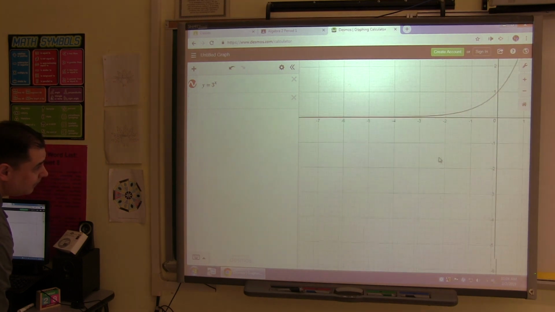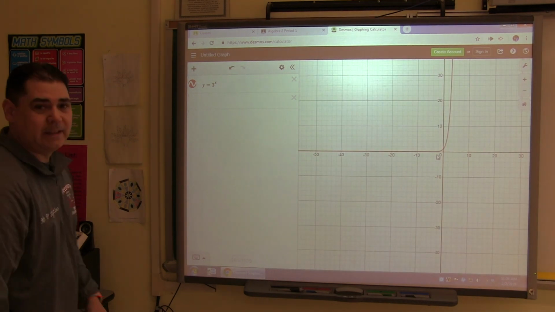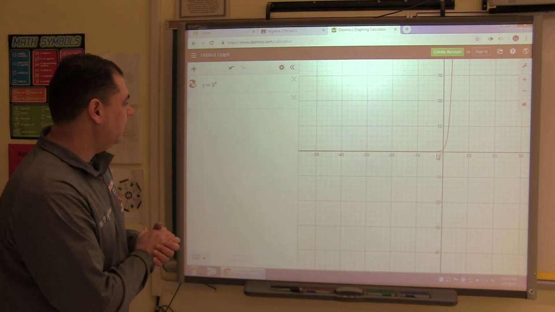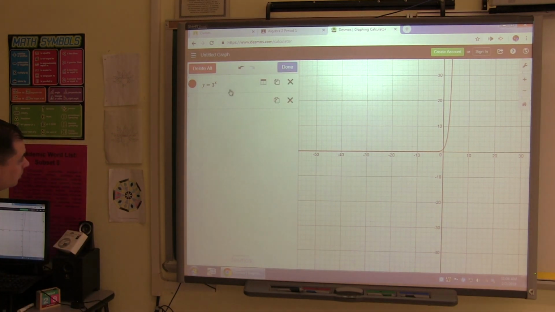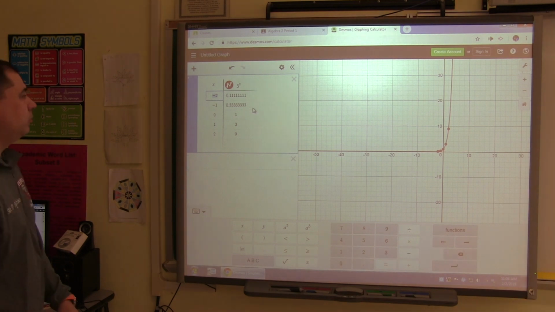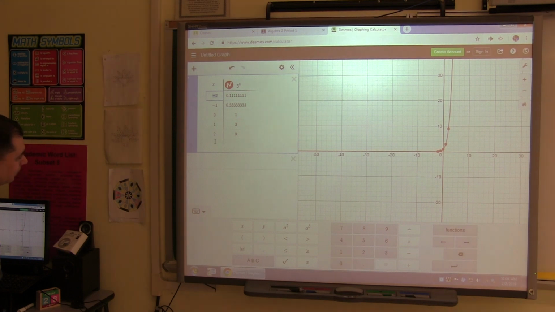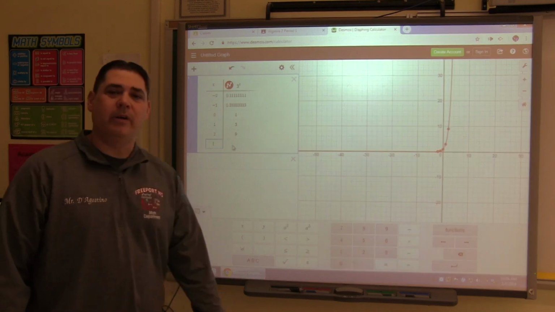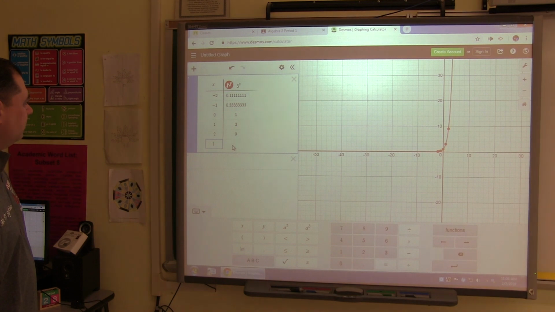Now, they might say, you know what, this exponential function starts at the x-axis. So let's examine this a little bit further. Let's take a look at the table. So we're going to create a table. Now it turns out, at -2 you get 0.1111 repeating. At 0 you get 1, at 1 you get 3, at 2 you get 9. Alright, how come it doesn't look like it's hitting 0 at all? Oh, because we haven't gotten there yet.